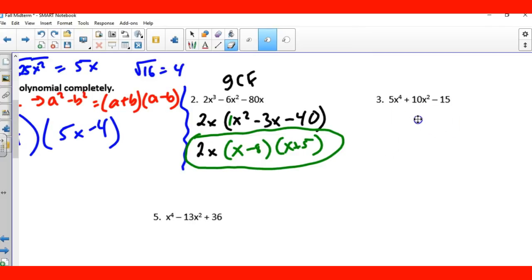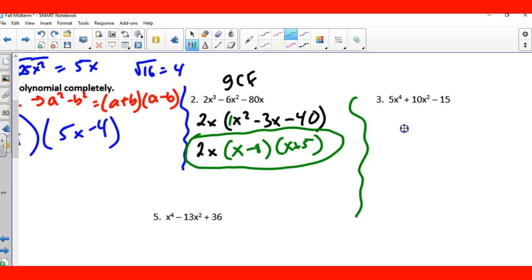Right here again, you can factor out the GCF. The GCF here is going to be 5. So I have 5 times x to the 4th plus 2x squared minus 3.